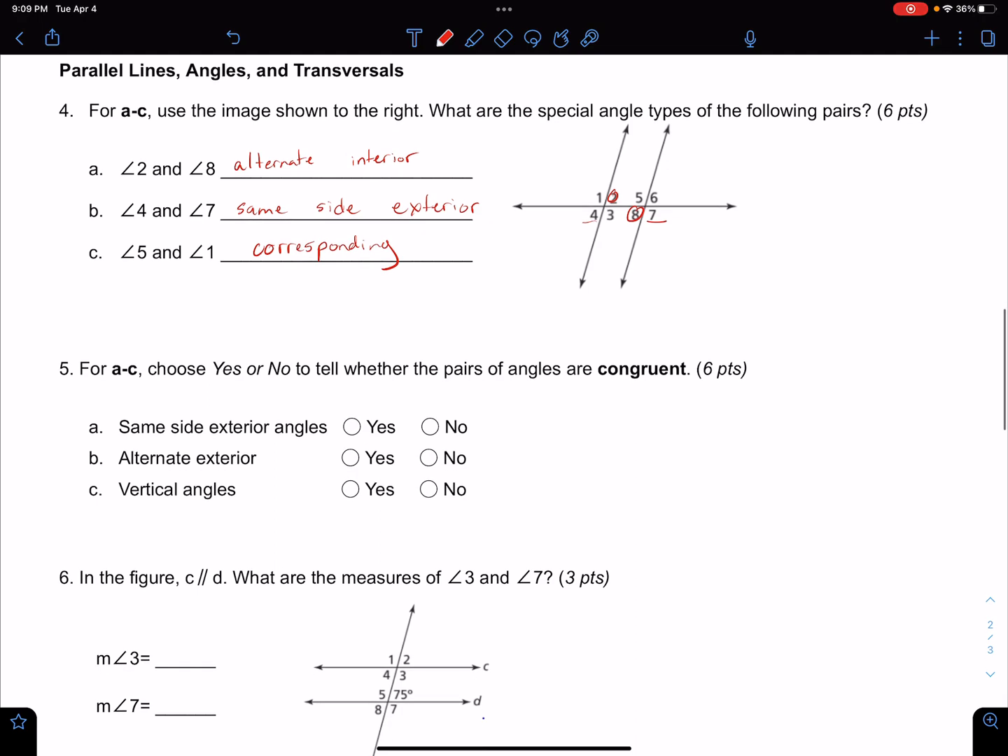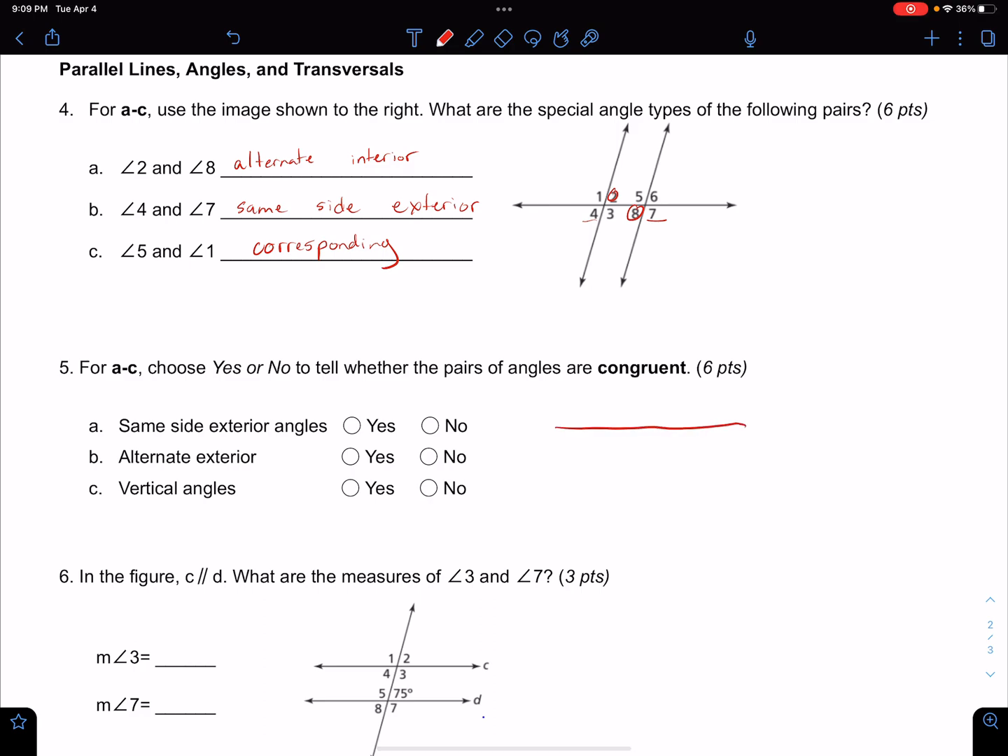Okay, number 5 says choose whether these are congruent or not. So let me draw this real quick. So I have two parallel lines, hypothetically, that are cut by a transversal. So it says same side exterior. So same side exterior is this angle and this angle. This angle is acute. This angle is obtuse. So same side exterior, those are not congruent. Alternate exterior, so that's like this one and this one. They're both obtuse, so we say that one is congruent.